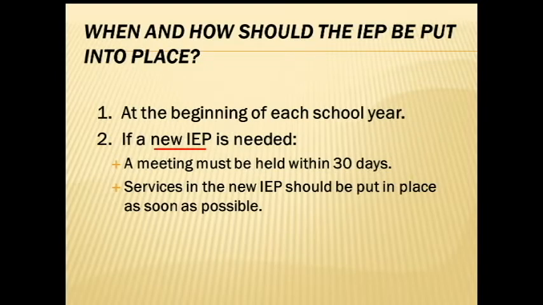So if your child is identified and there's a multidisciplinary evaluation and it's determined that your child will qualify for services, a meeting must be held within 30 days, and then what the rules and regulations say is the IEP should be put in place as soon as possible. It doesn't really describe what as soon as possible means, but it should be as quickly as you can. If it's been a couple weeks and your IEP is still not in place, contact the school and let them know.